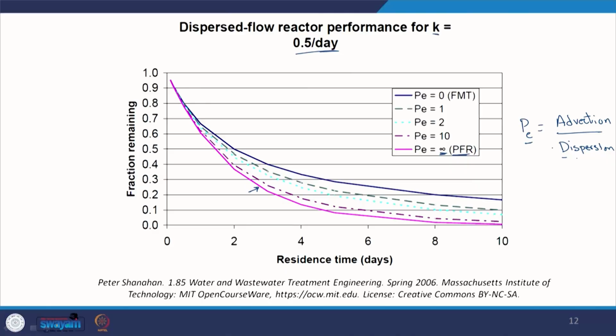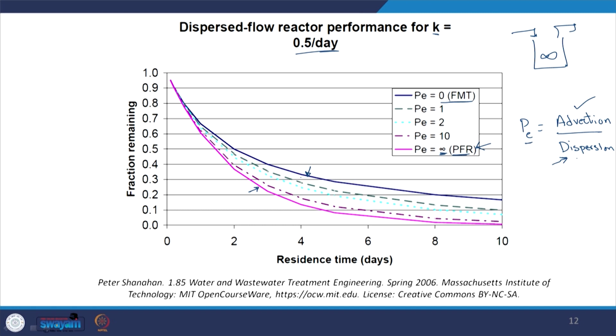So, advection by dispersion. So, when Peclet number is infinity, that means advection is very high, that is what we mean when we have plug flow reactor. And as we decrease it, that means that dispersion also has a role, and when it is only dispersion, there is no advection, as in this is what we have. Is there any advection here? No, it is completely mixed. So, that is why we end up with this.